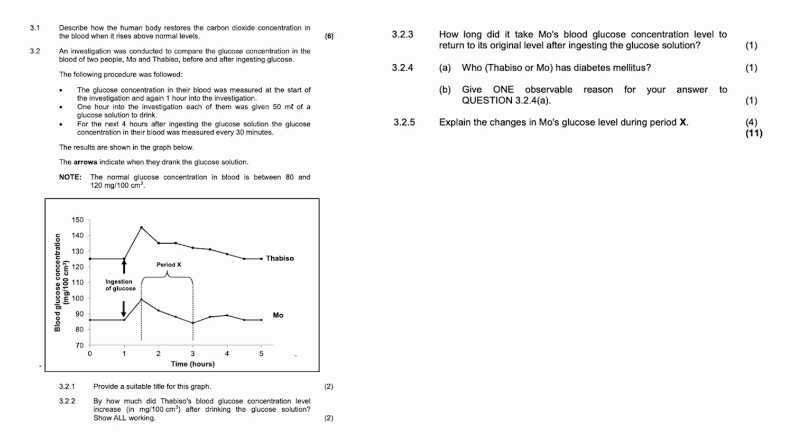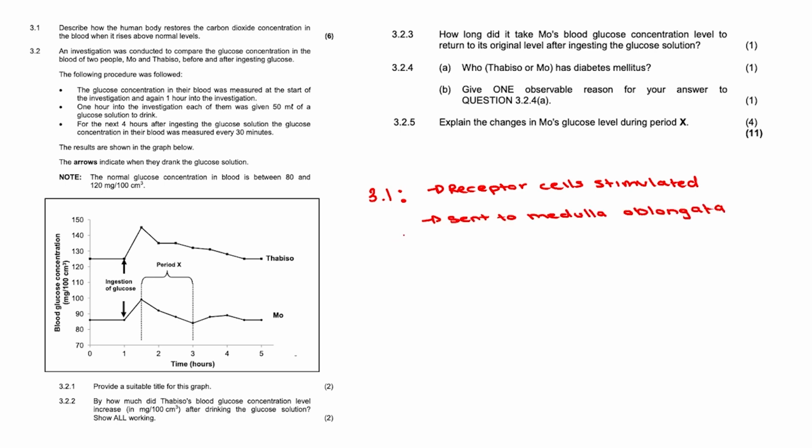Question 3.1. Describe how the human body responds to carbon dioxide concentration in the blood when it rises above normal levels. When the carbon dioxide concentration rises above normal, receptor cells in the carotid artery are stimulated. The stimulus is then converted into an impulse, and the impulse is sent to the medulla oblongata in the brain. The medulla oblongata stimulates the heart to beat faster and the breathing muscles to contract more actively. This therefore increases the rate and depth of breathing, allowing more CO2 to be taken to the lungs and exhaled, therefore returning the CO2 level to normal.